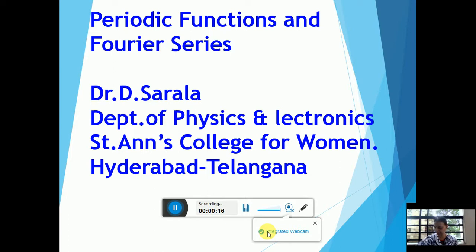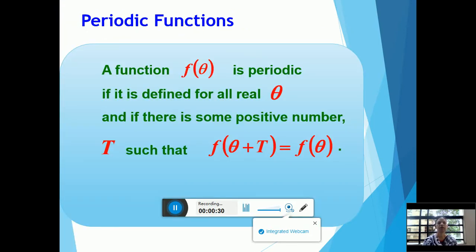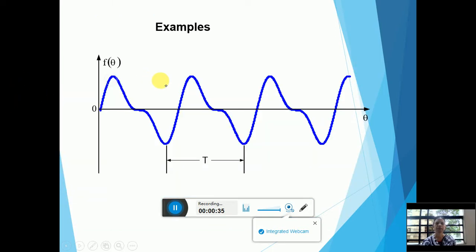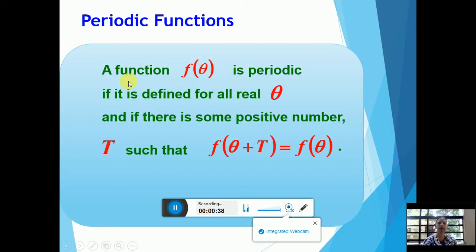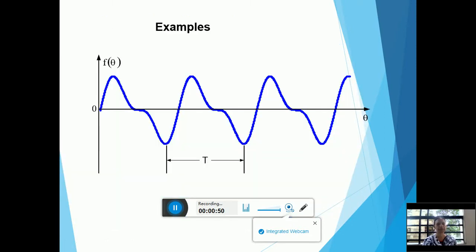Let us start with the next topic, that is periodic functions and Fourier series. Before we begin, let us define what a periodic function is. A function is periodic if it is defined for all values of theta, and if there is some positive number T such that f of theta plus T is equal to f of theta, then we say it is a periodic function.